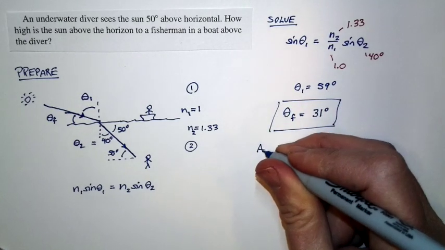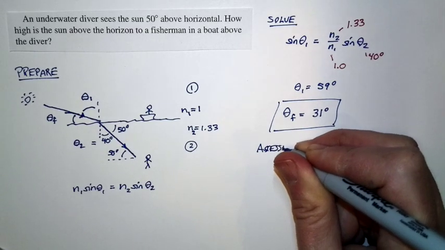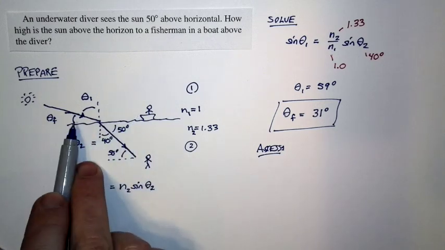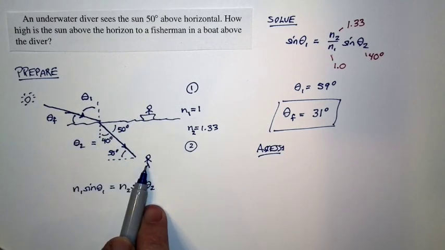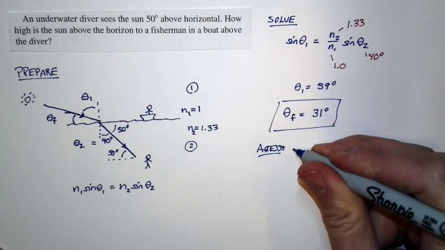Here's our assessment. In our picture, we drew that the angle of the sun from the fisherman's point of view should be shallower than the angle of the sun from the diver's point of view. And in fact, that matches our calculation.